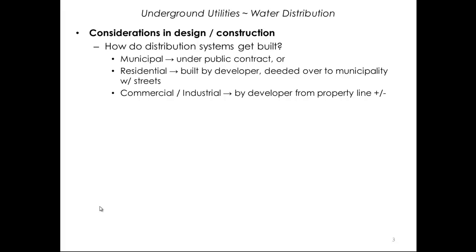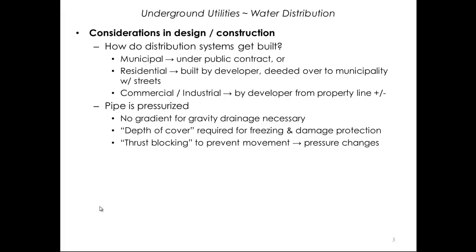Next thing to recognize is that water systems are under constant pressure, so pipelines don't have to be installed at any gradient like a sanitary or storm line would. 2 other considerations do come into play though. First is that the water lines must be installed deep enough to prevent freezing during the winter months. This is a big deal in areas like Minnesota. And they must also be installed deep enough so that they will not be damaged by any vehicle traffic loads over the top of the pipe trench.